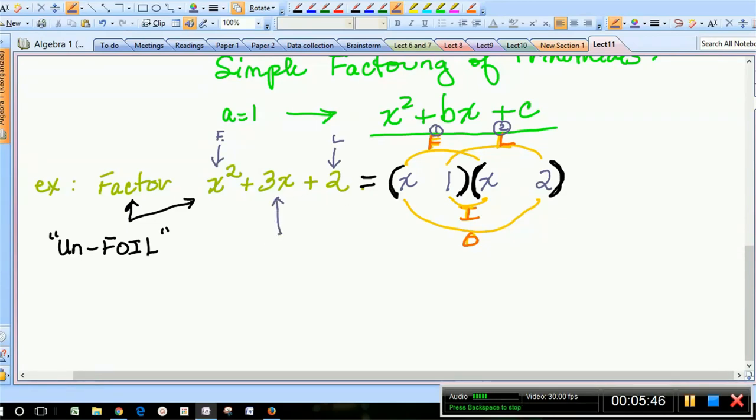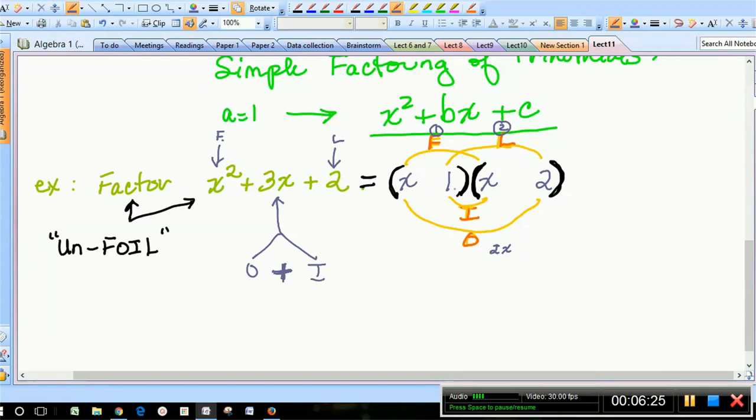Okay, and now what you want to do is remember that before we got to this term, we had split the middle term. There was an O and an I that we had to combine, right? Remember, we combined like terms. Okay, so go back and look at some of your multiplication problems, but read the problem backwards so that you can see what I'm talking about. Okay, so you had to combine like terms to get this 3x. And in this case, we would have combined a 1x and a 2x. You see that? Okay, so outer would have been 2x, right?